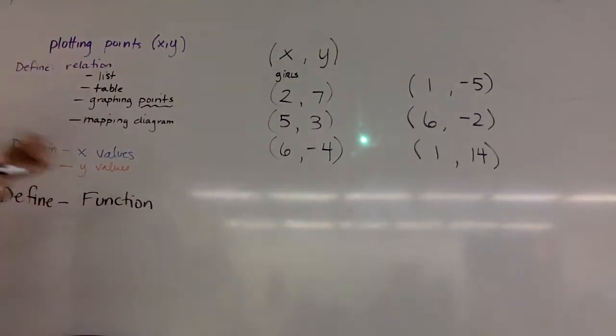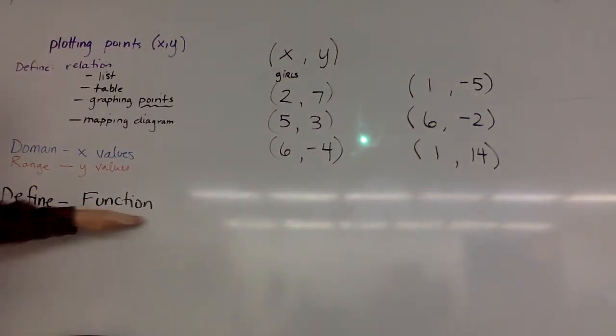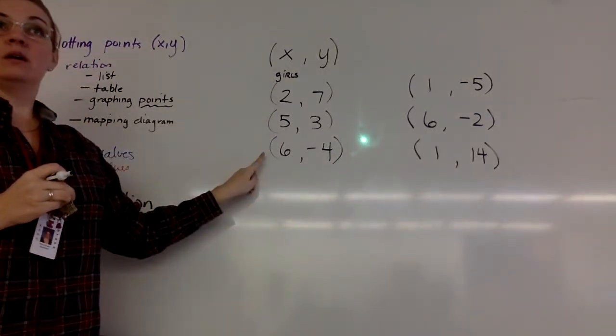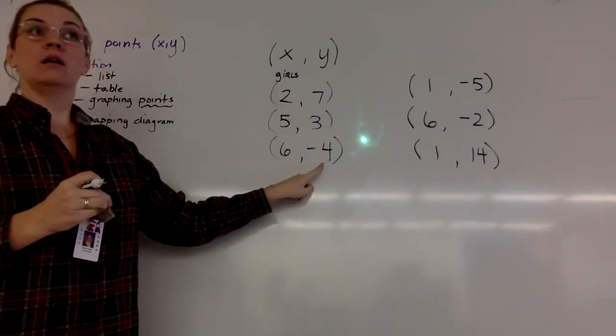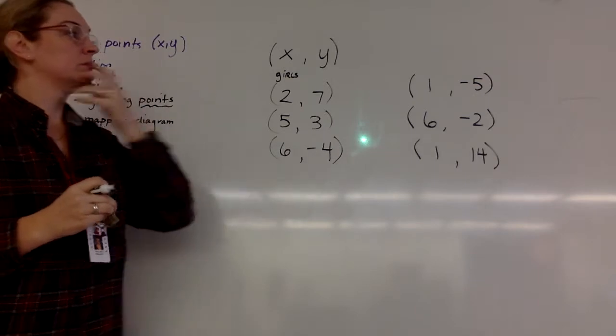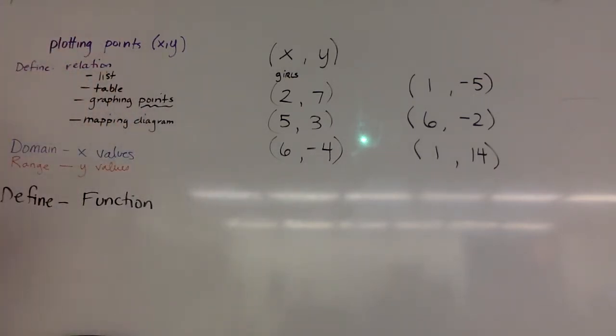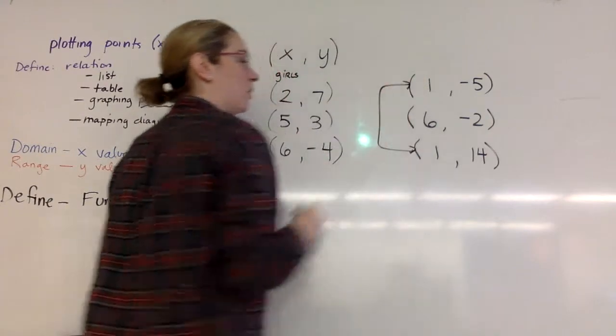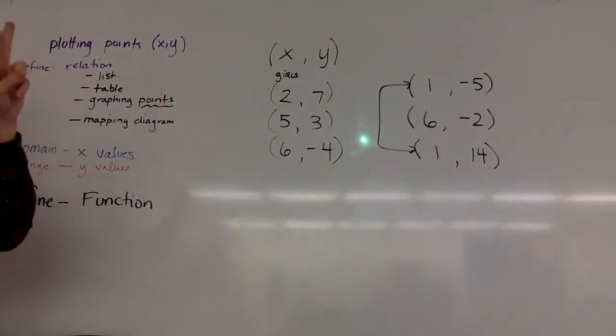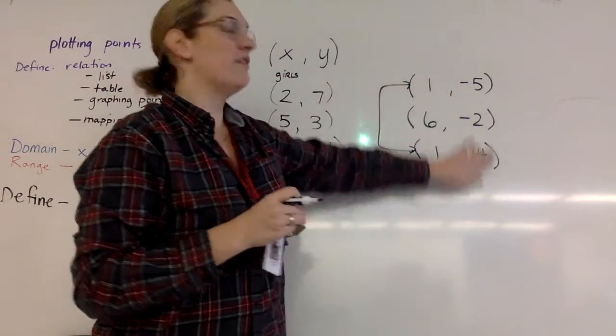Okay. So the definition of a function says, for every x value, they have a unique y value. What? For every x, there's a unique y. So really, the test is on whether x is repeated or not. This is an example right here of a girl, number 1, who is cheating with 2 different guys, -5 and 14.